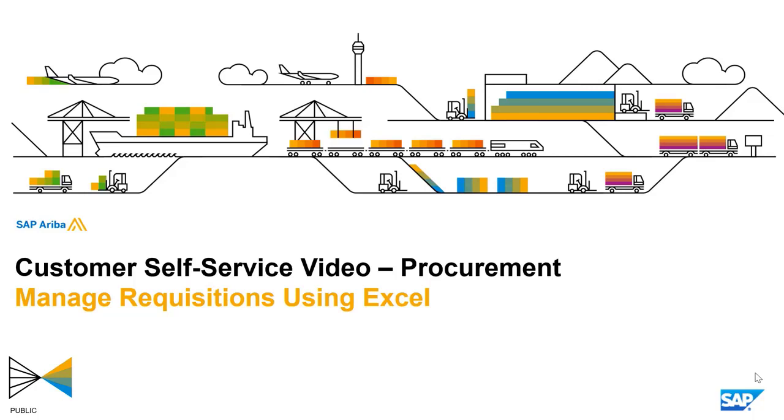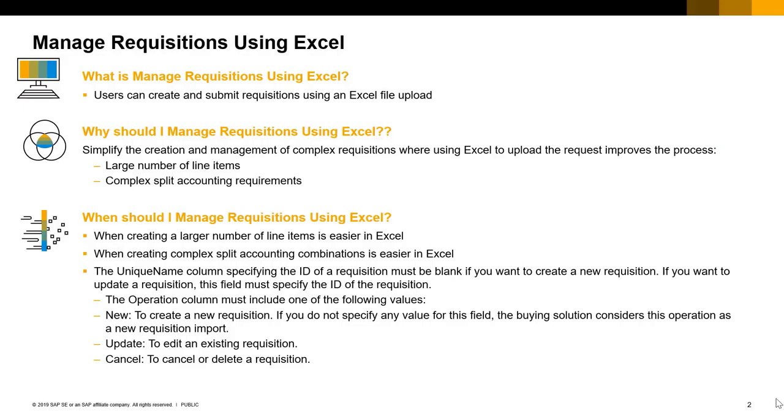Today I'll be discussing how users can manage requisitions using an Excel upload file. Users can create, update, and cancel requisitions using an Excel file upload. Simplify the management of complex requisitions. Using Excel to upload the initial request or add additional line items to an existing request improves the process. This helps the process for requisitions with a large number of line items or with requests that contain complex split accounting requirements. Today I'll be doing a demo.